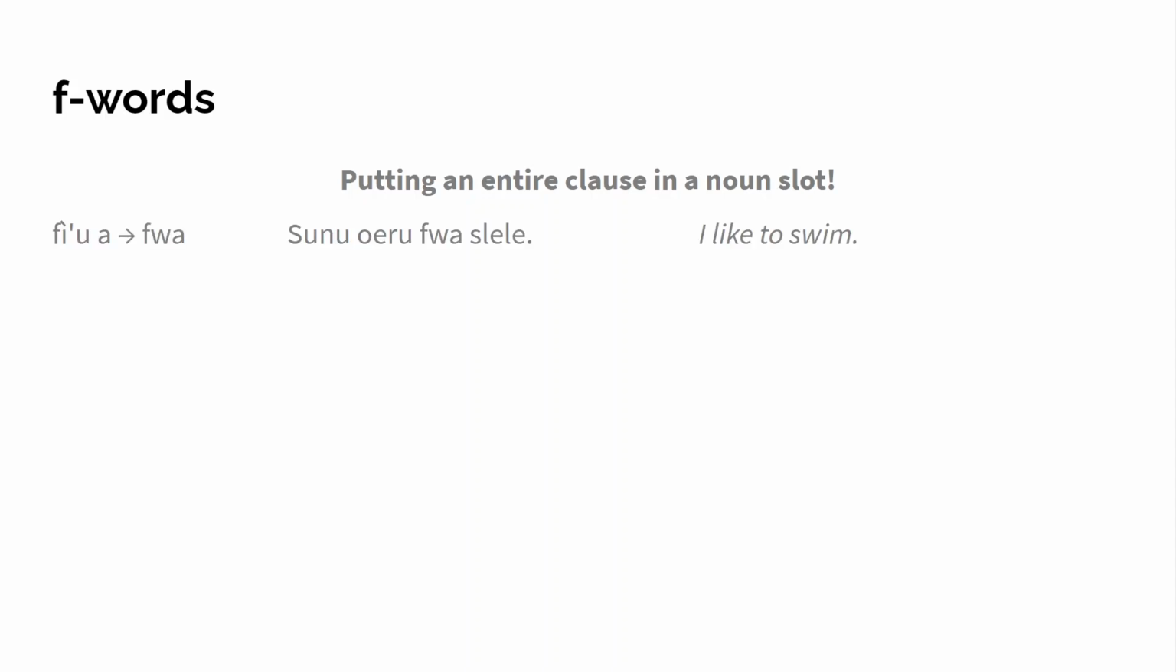Let's next look at F words. What they do is basically putting an entire clause into a noun slot. You remember probably fua becomes froid. An example would be sunu vero froid slede, I like to swim. The thing that I like has no case ending, so I need fua, no case ending, therefore froid. We need froid here because slede is a verb, so we cannot put it into the noun slot, the thing that we like. So, sunu vero froid slede.